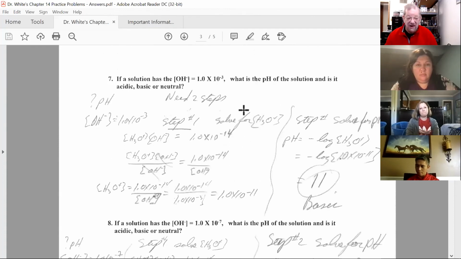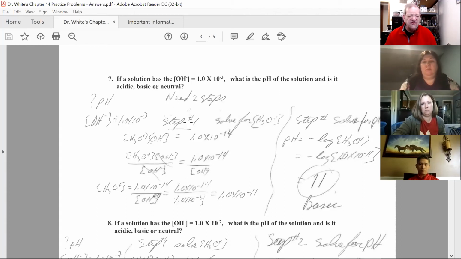Now, here, number 7, I asked for the following. If a solution has a hydroxide ion concentration, OH minus, of 1.0 times 10 to the minus 3, what is the pH of the solution? And is it acidic, basic, or neutral? And here you need 2 steps. Step 1, solve for hydronium ion concentration, H3O+. How do you do that?